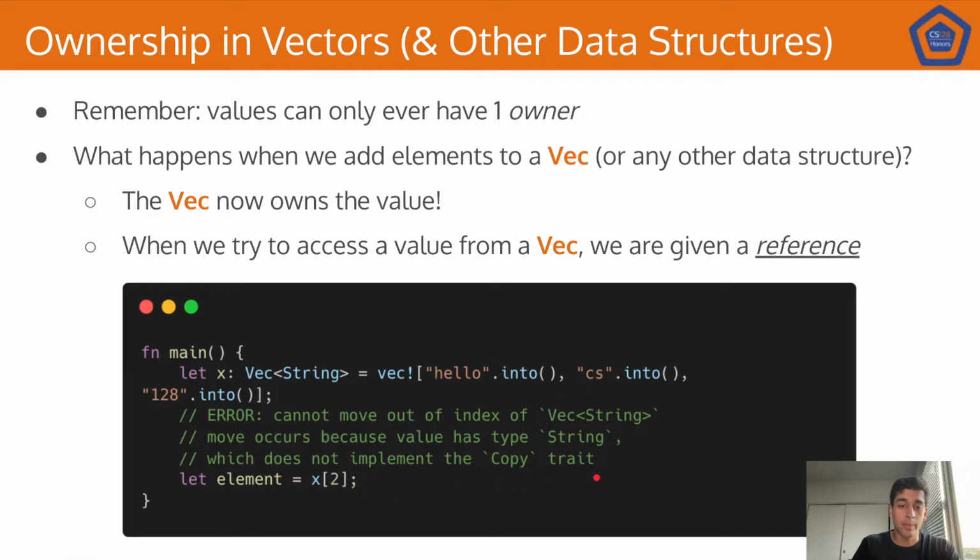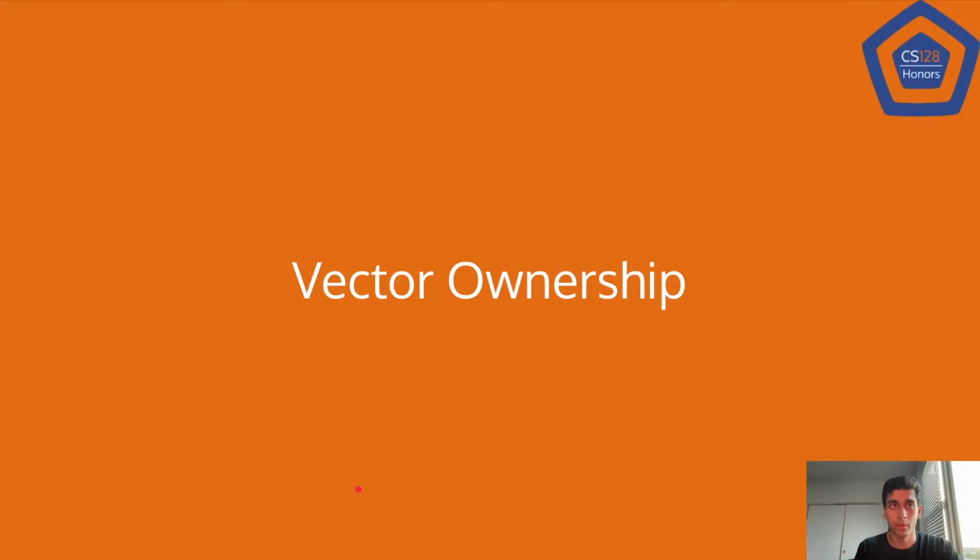Well, this goes back to copy and clone. You cannot try to do this move ownership thing because you cannot make a deep copy of the variable implicitly. You have to call .clone if you want to have this declaration here. So I would say let element equals x2.clone. Okay, let's go into ownership and vectors.